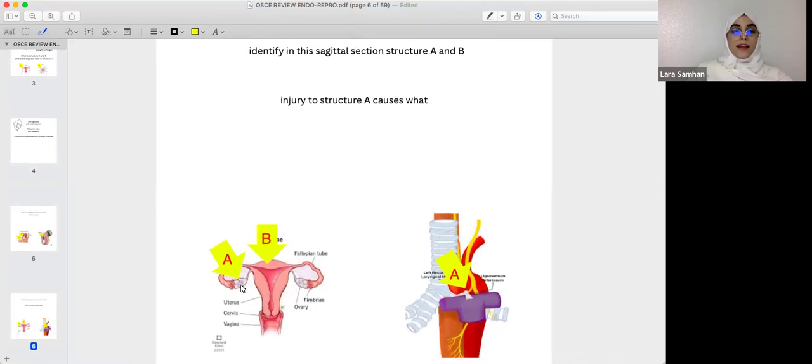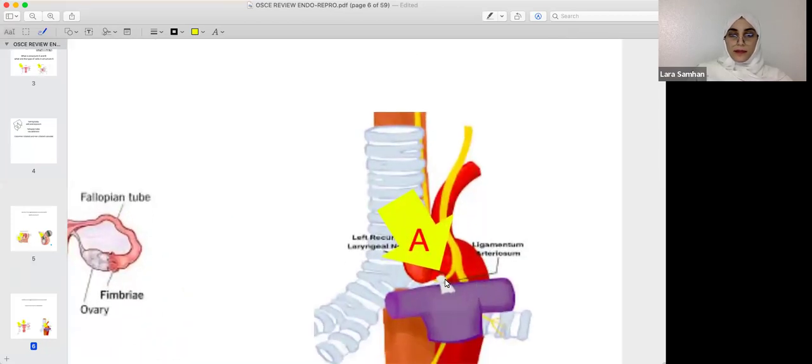So it is the ovary, exactly. And structure B is the whole thing, which is the uterus. Perfect. Moving on to the next question, it says identify structure A, and what does it cause if you have any injury to structure A, which is this thing in here. So what is the name of this nerve? This nerve? The recurrent laryngeal nerve. Yes, exactly. So we have in here the recurrent laryngeal nerve.